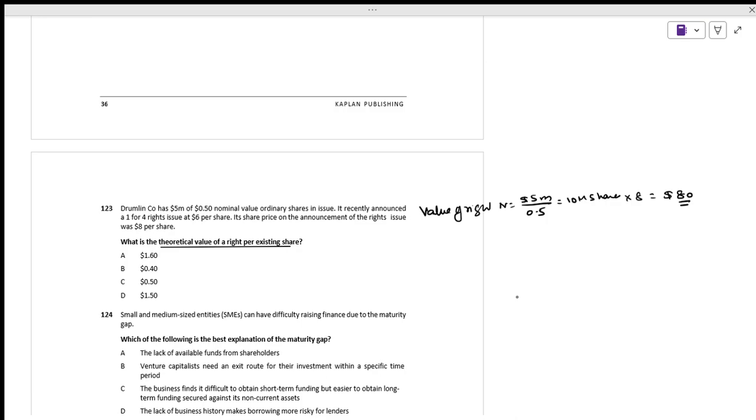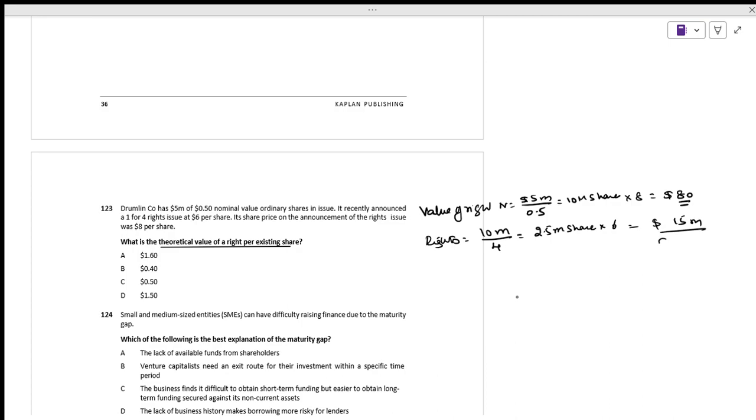How many rights are there? They are giving, for 10 million shares, one share for every 4 shares. Divided by 4, that is 2.5 million shares. Times the value of the shares, 6, it comes to 15 million.